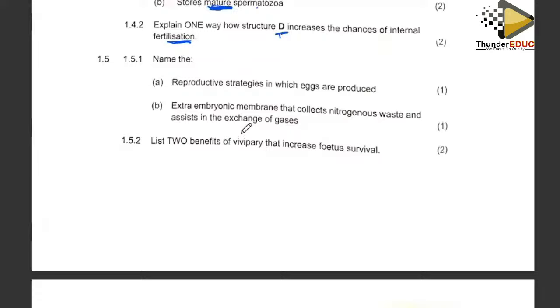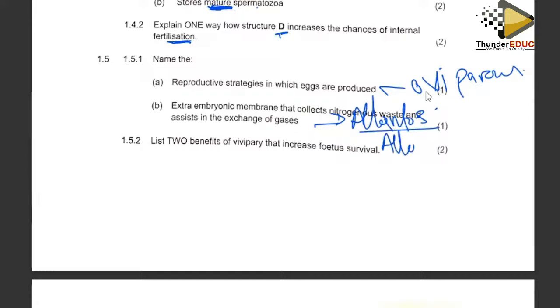Then 1.5, they're saying name the reproductive strategy in which eggs are produced. They're looking for the reproductive strategy where you produce eggs, so that is oviparous. Yes, it is oviparity. The external embryonic membrane that collects nitrogenous wastes and assists the exchange of gases, we call this one the allantois. Yes, we call it the allantois.